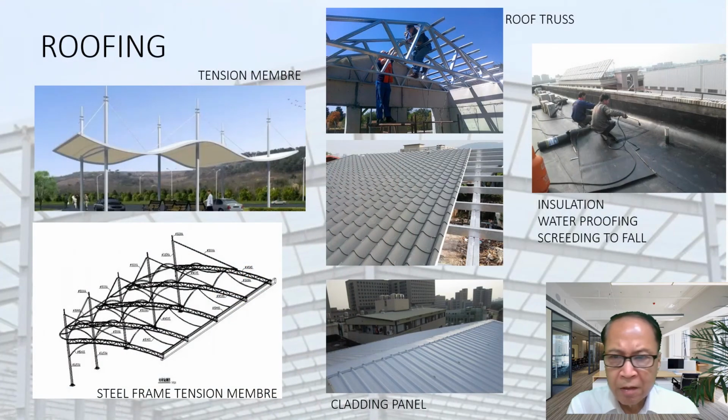Roofing. Now we see this kind of roofing is simple roofing called a tension membrane. This is the membrane, plastic membrane. Use a tension wire for mounting of the membrane. And this is the steel frame tension membrane. This is the frame, the steel frame for very long span. These are common for sports stadium.